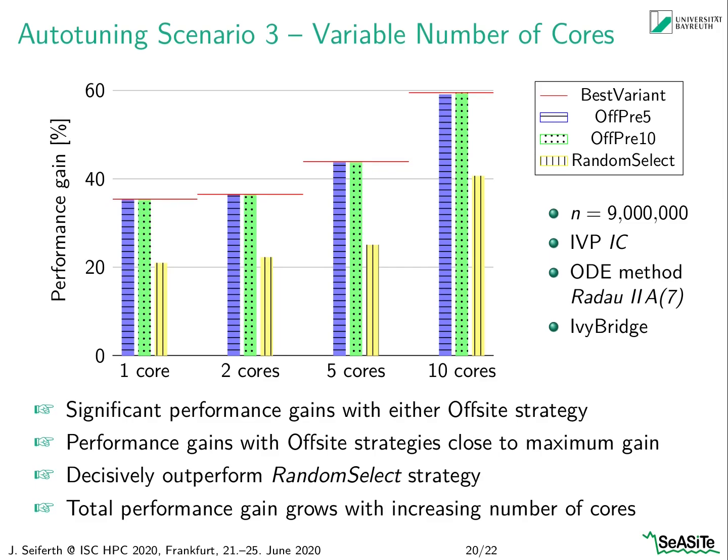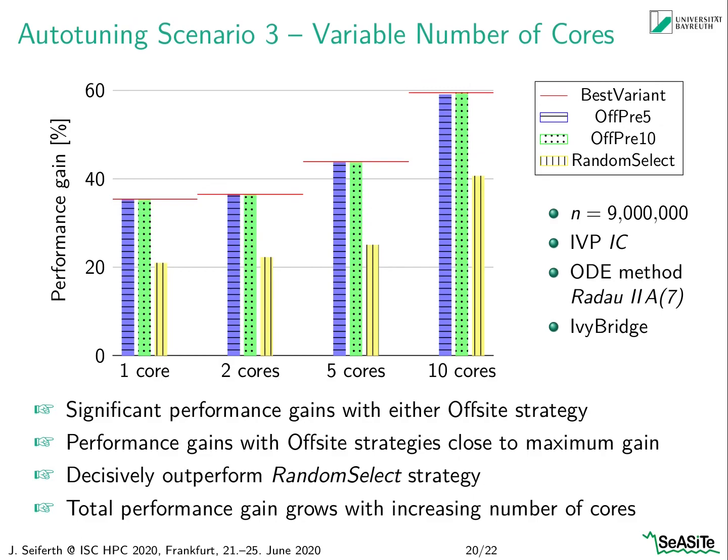The red line shows the performance gain we would achieve by already knowing the best variant and executing it instead of the 56 variants. Ideally, the bar of a strategy is close to the red line, as that indicates that the strategy selected a proper variant with marginal overhead. In the figure, we see the results for n equals 9 million, IVP-IC, ODE method Radau IIA 7 on Ivy Bridge.